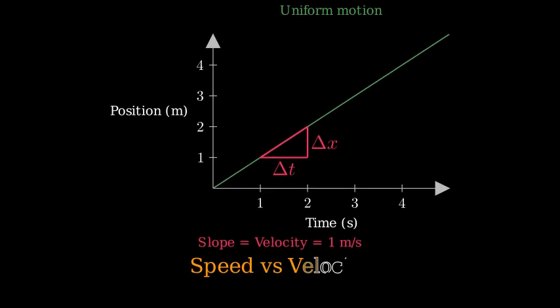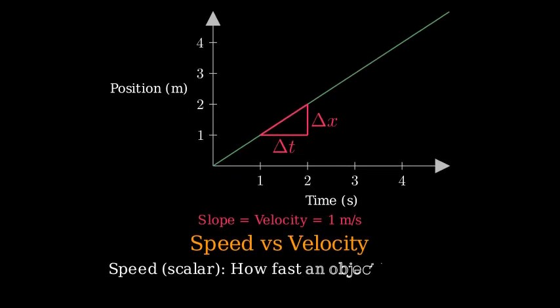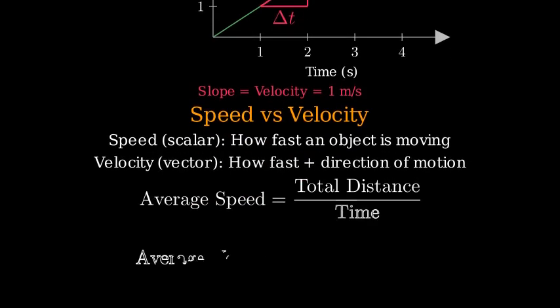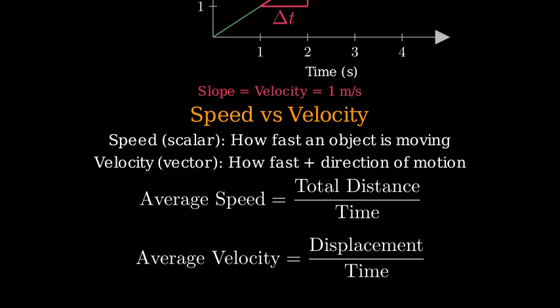Now, it's important to understand the difference between speed and velocity. Speed is a scalar quantity that refers to the rate at which an object covers distance. It only tells you how fast an object is moving. Velocity, on the other hand, is a vector quantity that tells you both how fast and in which direction an object is moving. To calculate average speed, we divide total distance by time. For average velocity, we divide displacement by time.